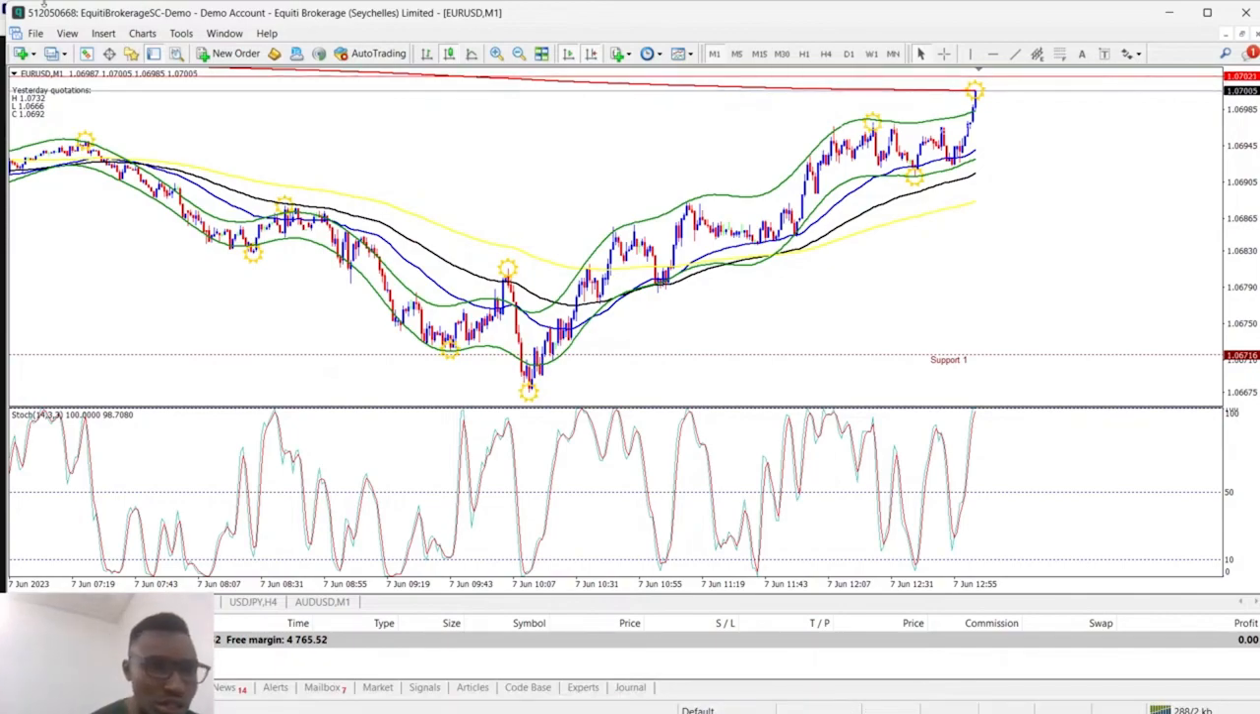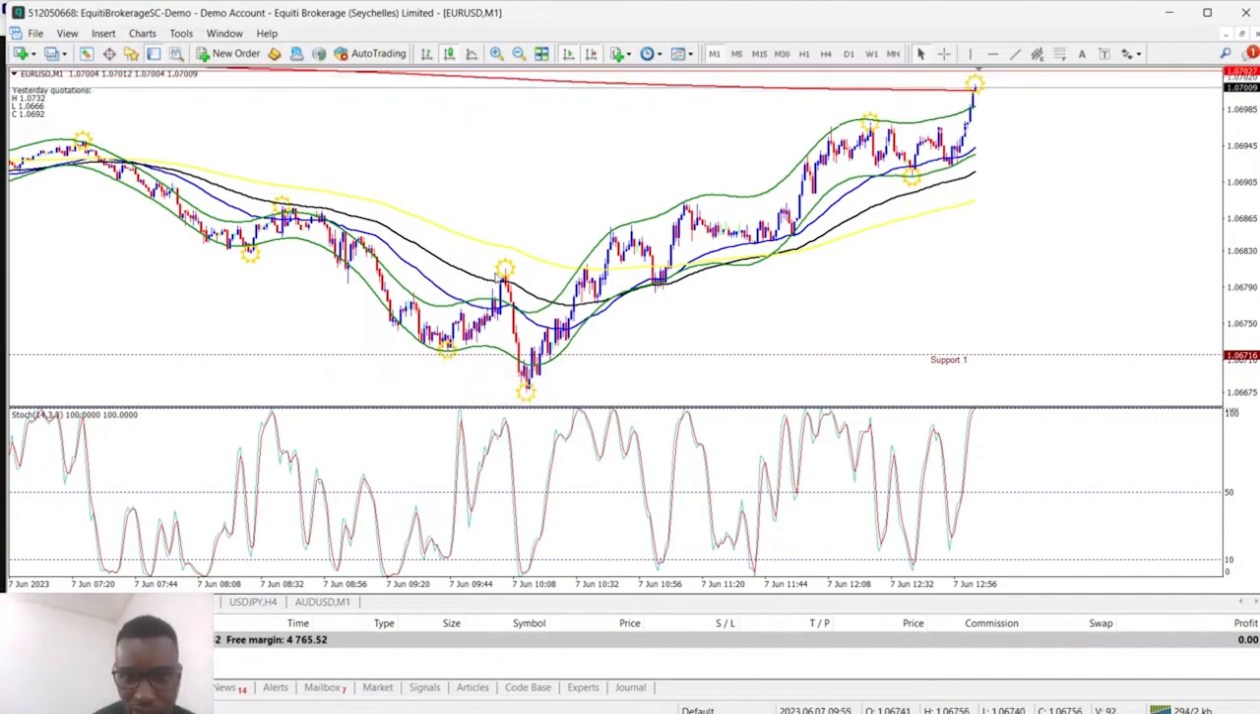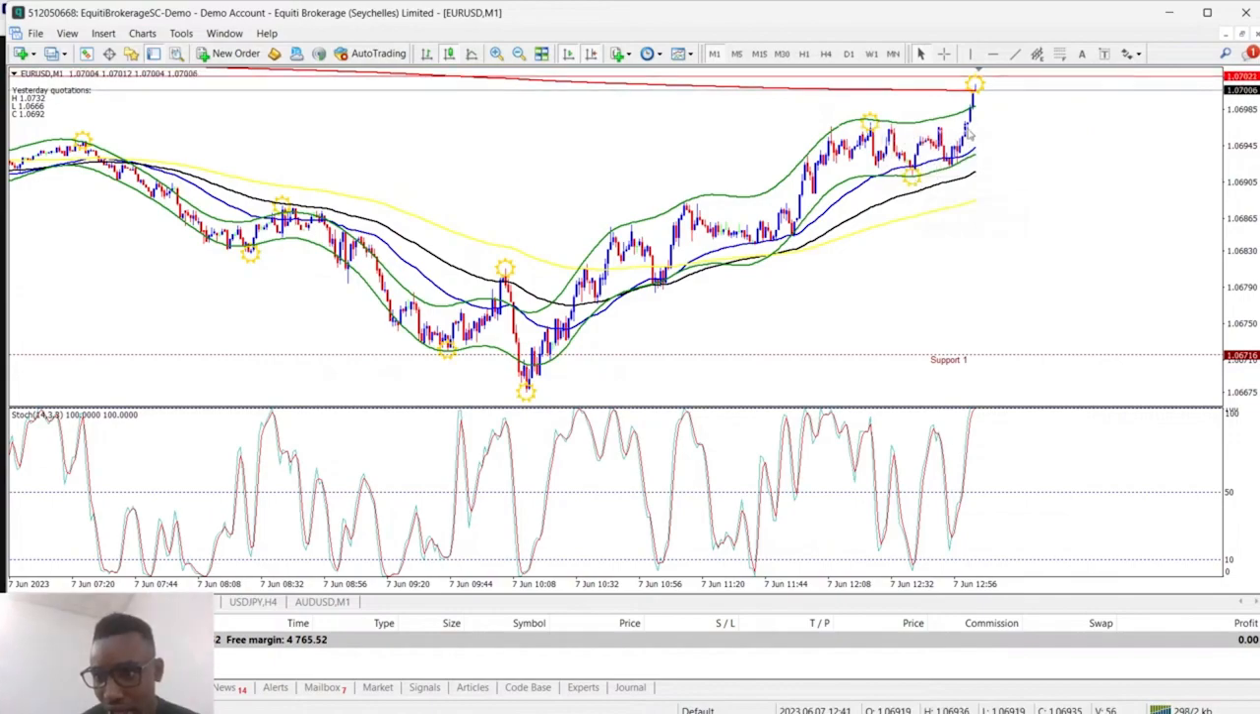So if you see this, sunshine appeared here, the market sold. Sunshine appeared here, the market did what? It bought. Sunshine appeared here, the market did what? Sold. Sunshine appeared here, the market bought. Appeared here, the market sold. And then the market bought until when? Here. Sold a little, it appeared again, and now it's buying, and now it's appearing again.